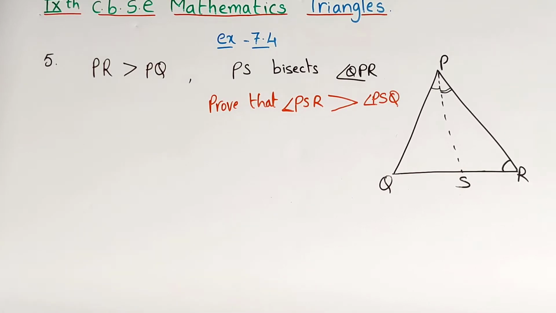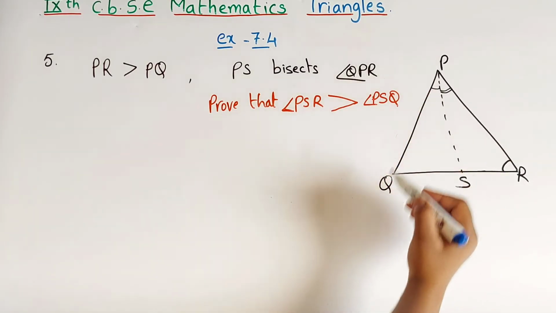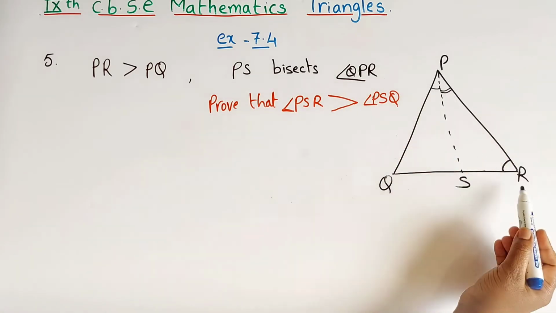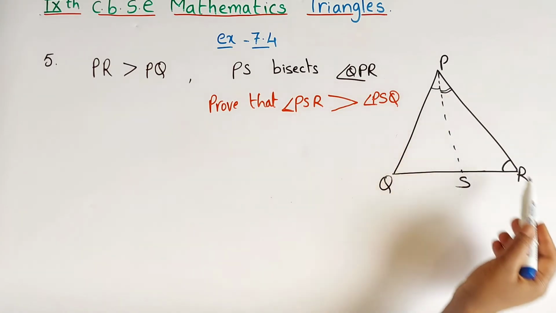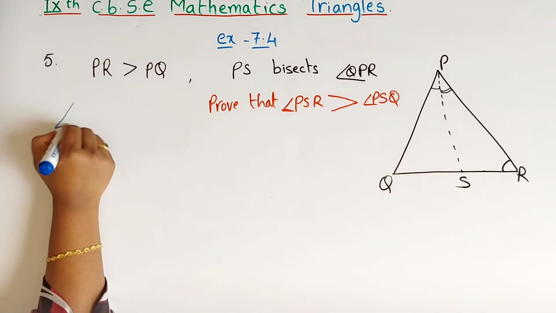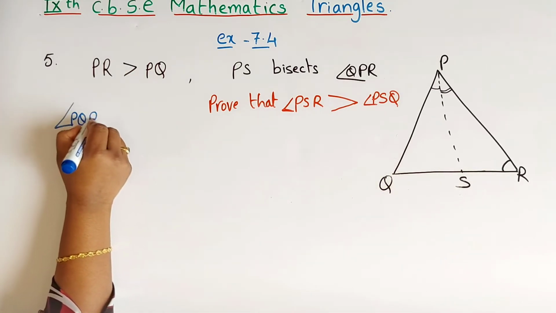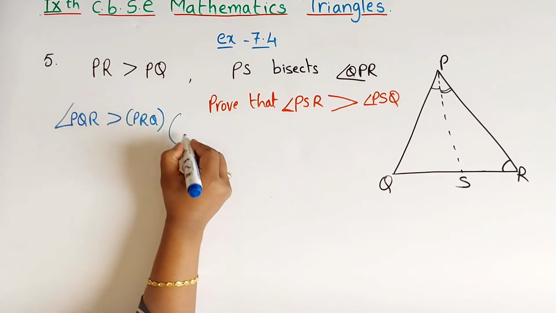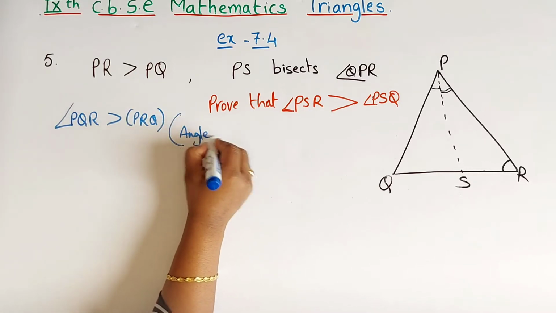Here they have already given that PR is greater than PQ. That means the angle opposite to PR, angle PQR, is also greater than angle PRQ, children. Correct? Angle PQR is greater than angle PRQ. What is the reason here? Angle opposite to the greater side.